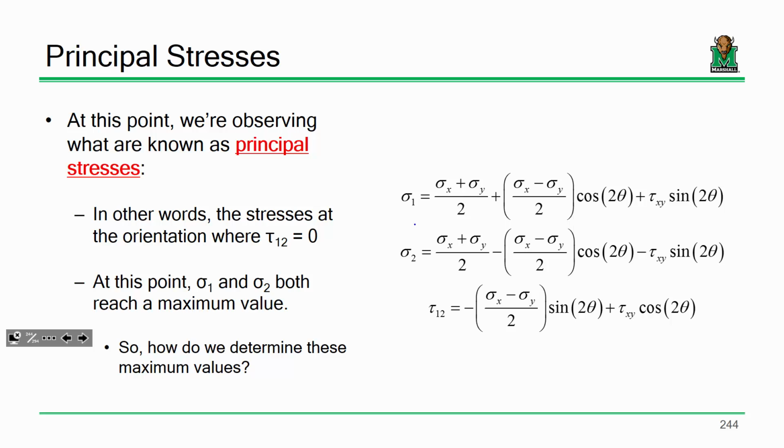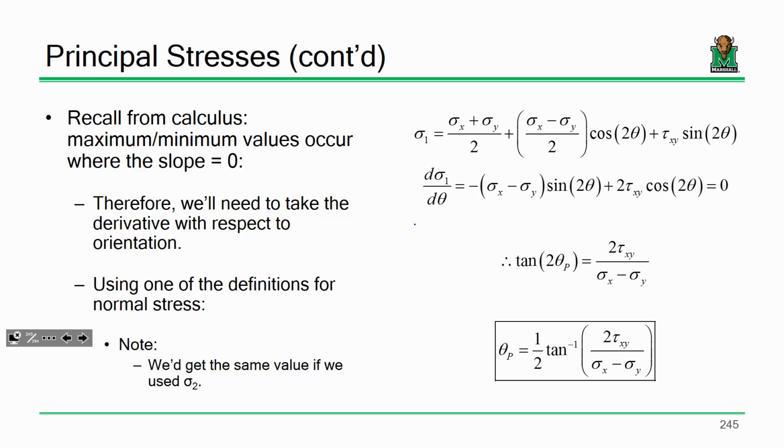Okay. What we're observing, this particular phenomenon where the shear stress is 0 and the normal stresses are maximum, these are what are called principal stresses. These are the ones that engineers are really going to care about. Okay? This is where shear stress is 0 and normal stress is maximized. Okay? Now, how do we determine those values? We break out the C word, a little bit of calculus.